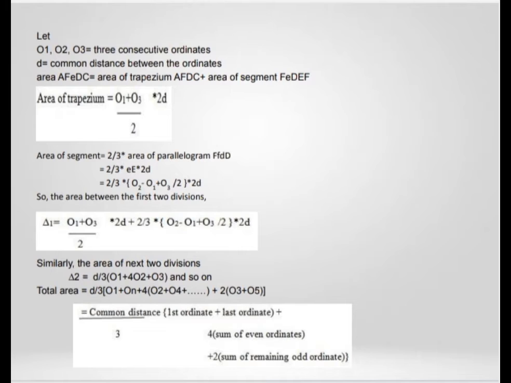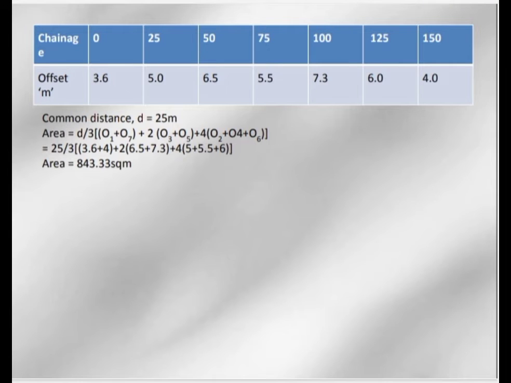I will show you here. Now let's have the area of measurement. So the sum of the first and the last ordinate, 4 times the sum of even ordinates and twice the sum of the remaining odd ordinates are added. This total sum is multiplied by the common distance. 1/3 of this product is the required area. Here we will total the area.